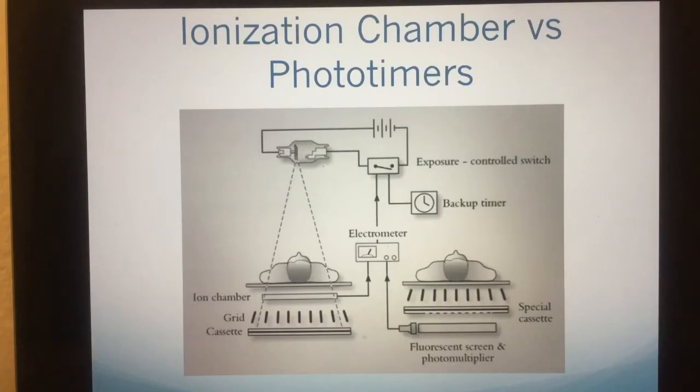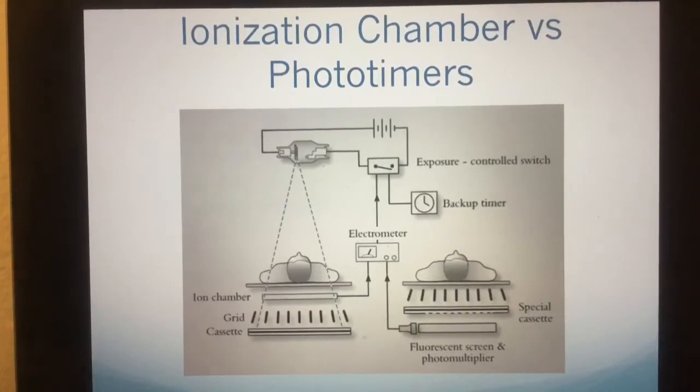I would like to show you an image of the ionization chamber versus the phototimer. On the left, you can see the ionization chamber. This is filled with air and connected to an exposure switch. When exposed to the X-ray photons, the air in the chamber becomes ionized, sending an electrical signal to the meter. When the meter receives the amount of radiation, the exposure switch is activated and the radiation ends.